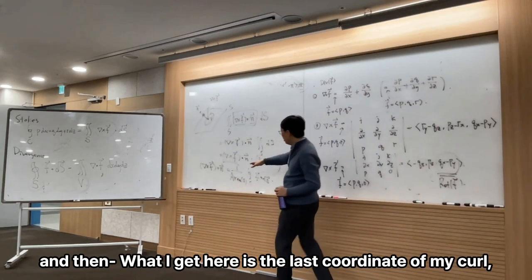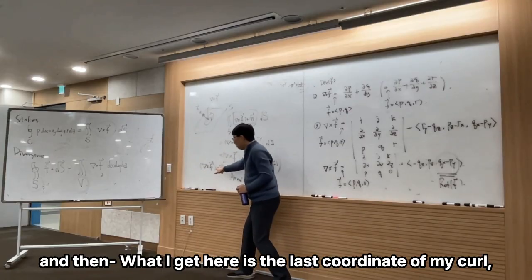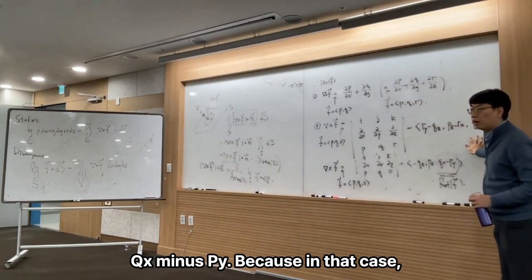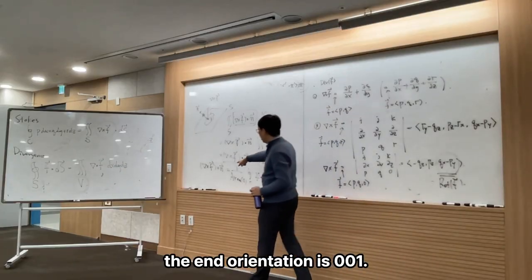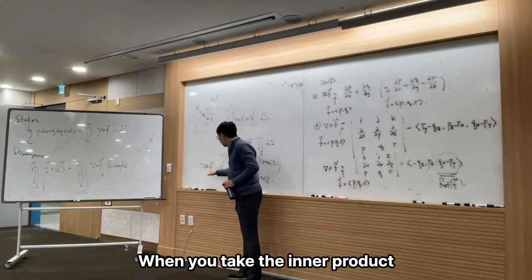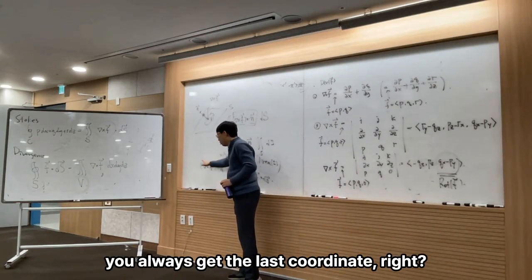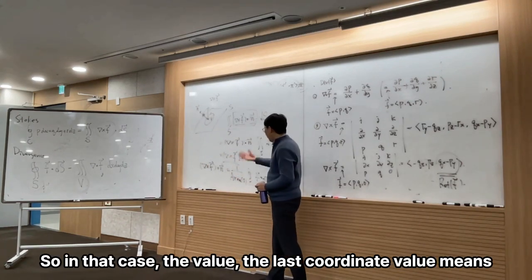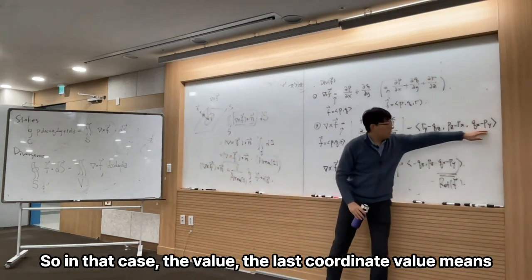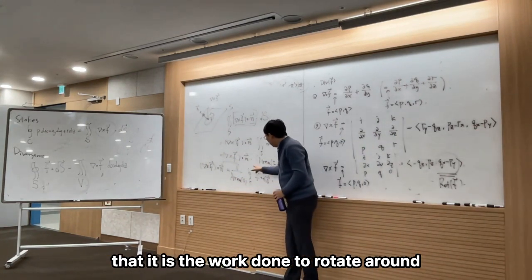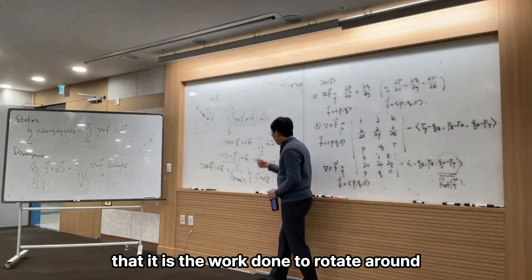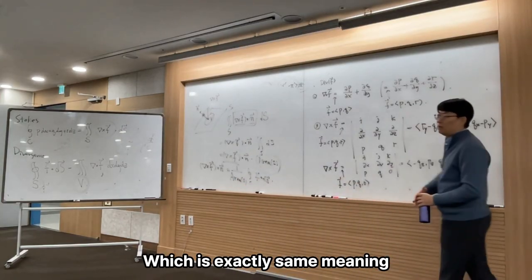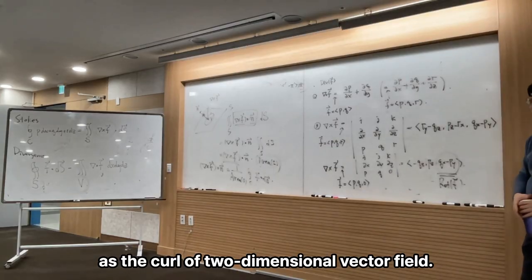Okay? And then what I get here is the last coordinate of my curl, Qx minus Py, because in that case, the n orientation is (0, 0, 1). When you take the inner product with (0, 0, 1), you always get the last coordinate, right? So in that case, the last coordinate value is the work done to rotate around that point per area, which is exactly the same meaning as the curl of a two-dimensional vector field.